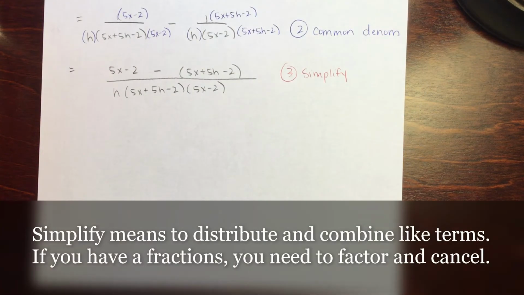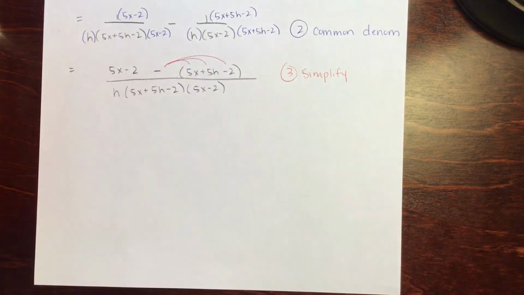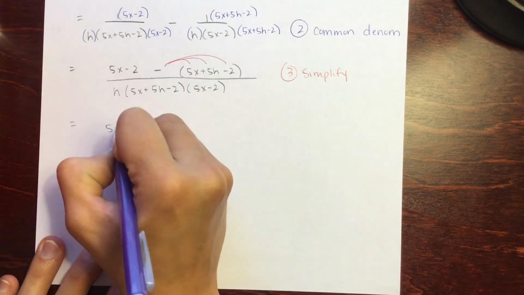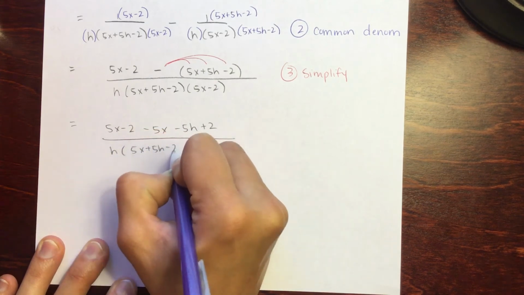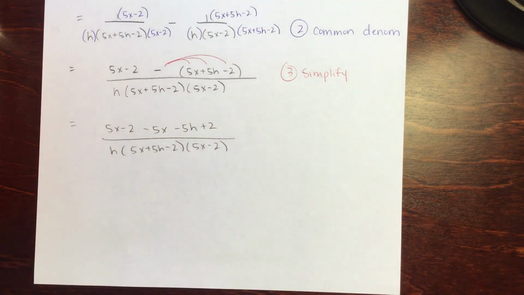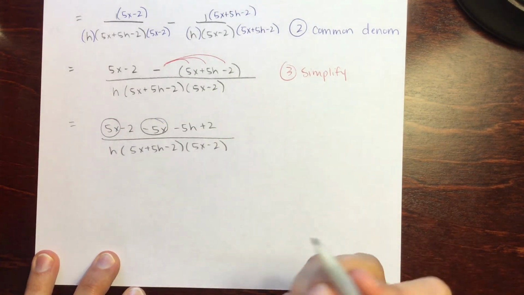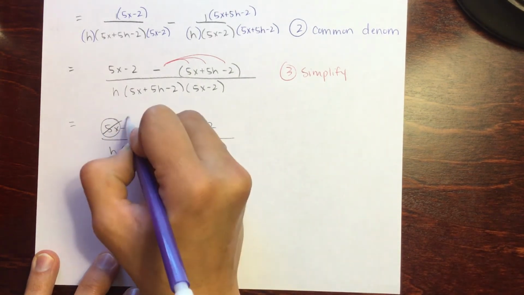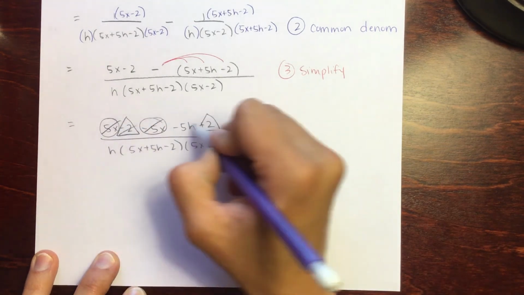Remember, simplify means to distribute and combine like terms, and then because we also have a fraction, factor and cancel. I'm going to distribute my minus sign. Combine like terms. I have two x terms on the top. I add them together. They happen to add to 0. I have two constant whole numbers on the top. I add them together. They happen to add to 0.